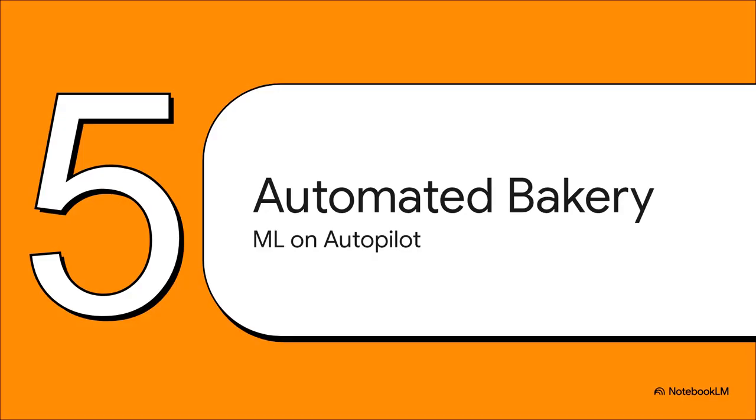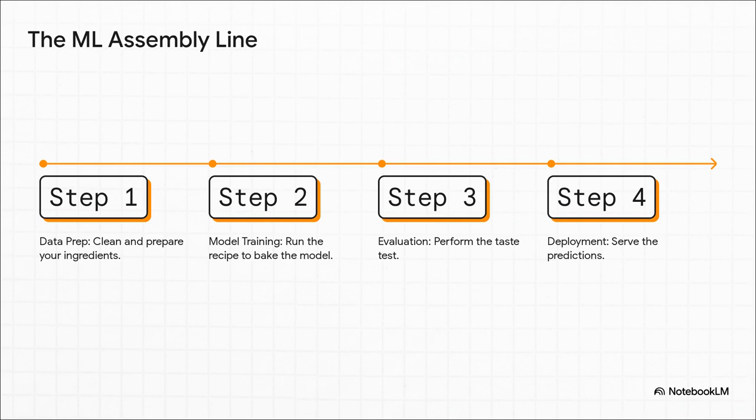Okay, so we've made a great recipe. We understand why it works, but you don't want to be in the kitchen baking one cookie at a time, right? The final step is to scale up and run an automated bakery, putting this entire workflow on autopilot. And this is done using something called an ML pipeline. It's really just an automated step-by-step workflow that connects all the pieces we just talked about. It'll automatically prep the data, train the model, run the evaluation, and then deploy it so it can start making predictions. It's your completely hands-off assembly line.